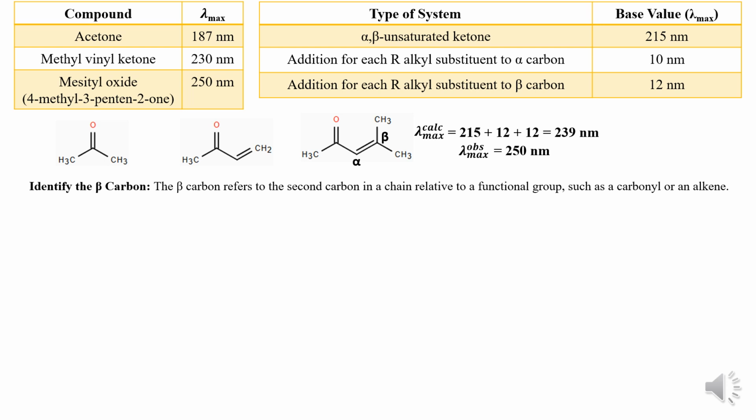So 239 nanometers will be the theoretical lambda max, but the practical observed value is around 250 nanometers. Now sometimes both the theoretical as well as the practical experimental values may be the same, and sometimes it may vary. The values should be very close.